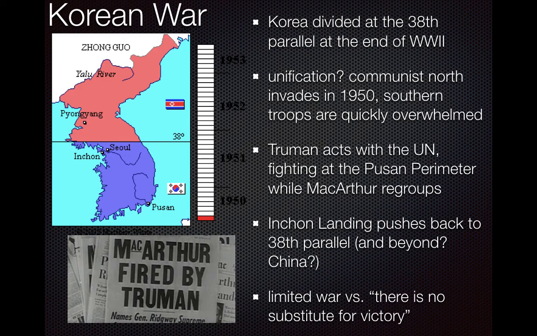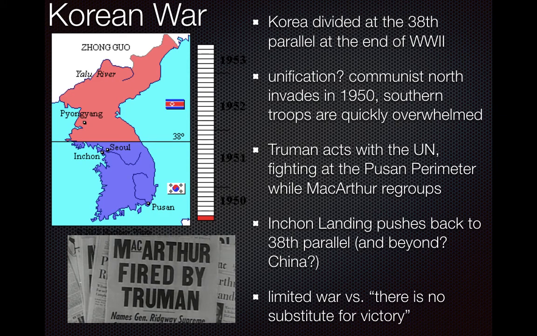Korea will be divided, as I said, at the 38th parallel at the end of World War II. Will they be unified? This is the desire of the North Koreans. The communist North will invade South Korea in 1950. Southern troops will be very quickly overwhelmed. Truman will act through the United Nations, and there will be fighting.